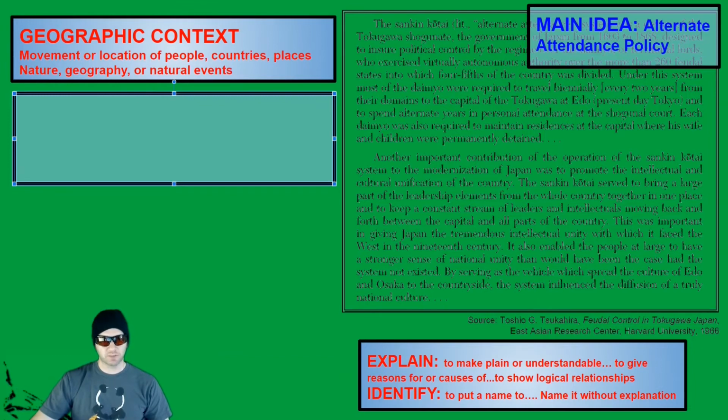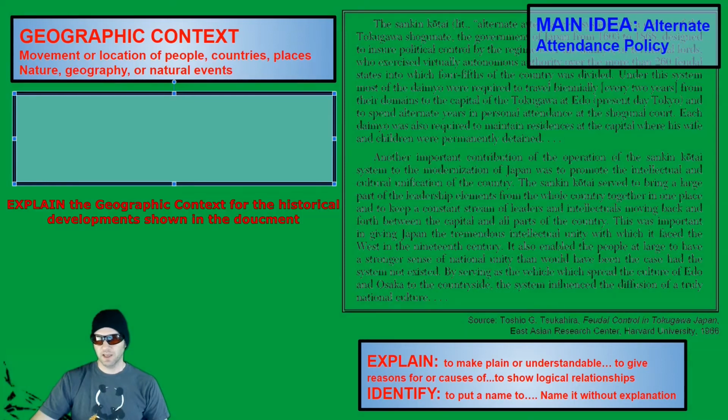Okay? Now, geography is both nature and people, human geography. So we just got to memorize. Any geographic context could include movement or location of people, countries, location of countries, places, location of places, nature, natural geography, or natural events. Okay? So in a Japan geographic context, we would obviously be looking for the powerful natural events such as volcanoes, hurricanes, earthquakes, tsunamis. Those are the typical natural geographic events. But in this document, let's focus in on movement of people because that's human geography.